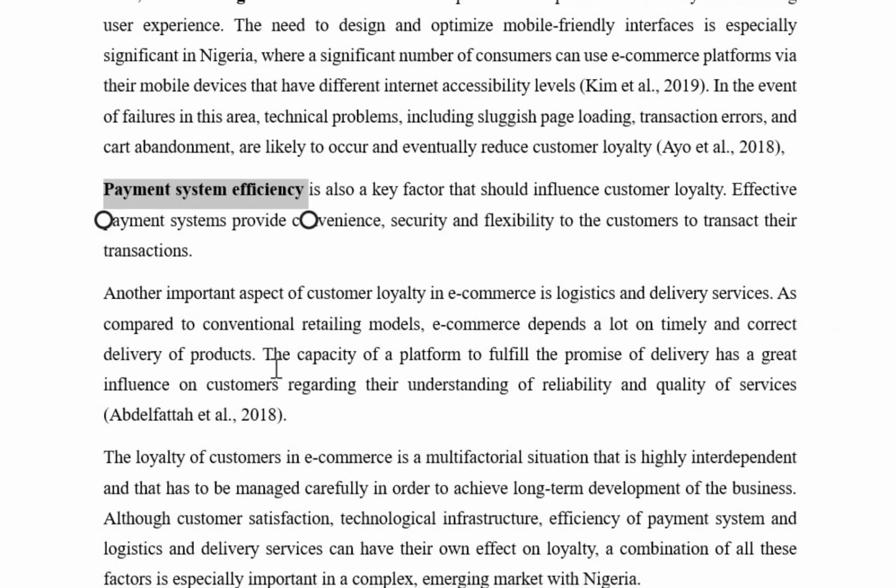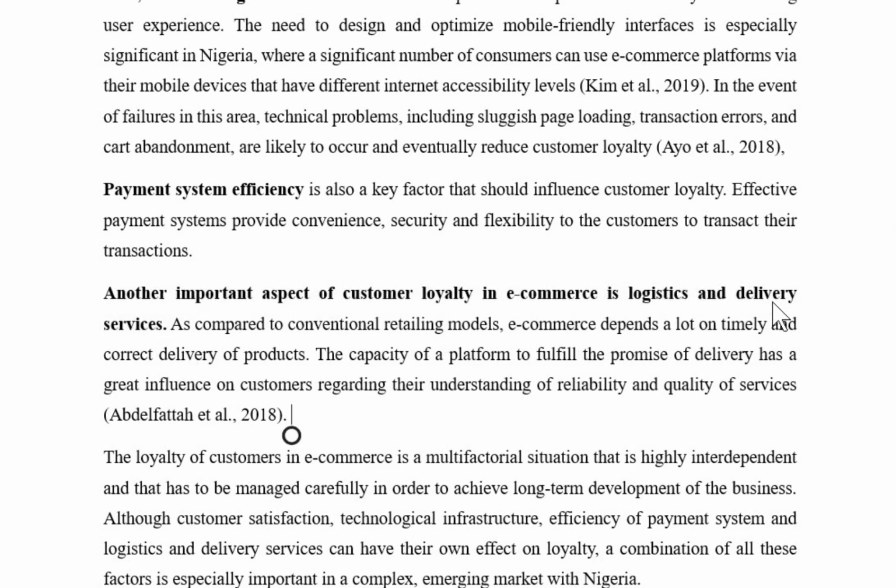Do you still have another factor that affects it? Yes. Another important aspect of customer loyalty in an e-commerce platform is logistics and delivery services. So we're already at independent variable 4. As compared to the conventional retailing model, what this is explaining is how quick and how reliable their delivery service is. That is another issue in customer loyalties on e-commerce platforms.